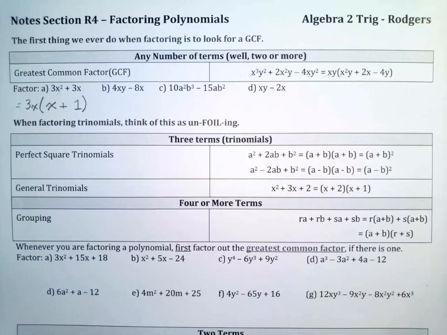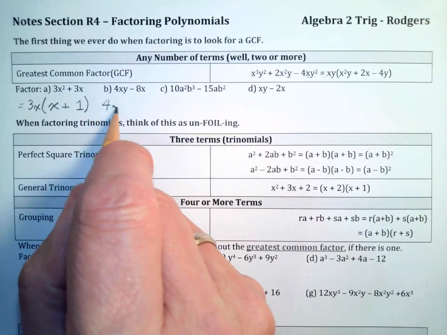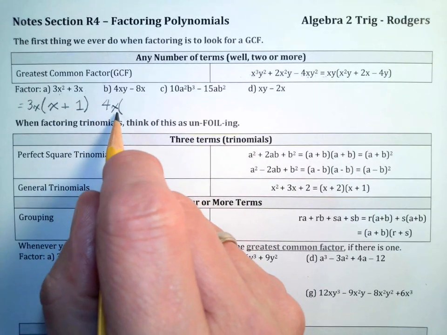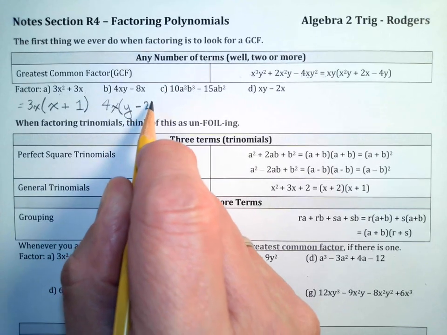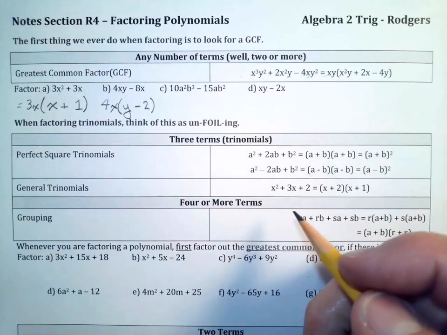See if you can get your answer. All right. So what's common here? A 4 and an x. This term doesn't have a y, so I can't take a y out. So we're taking a 4x out. That leaves y and then minus 2. And again, you can check by distributing the 4x back in, and you better get what you started with.